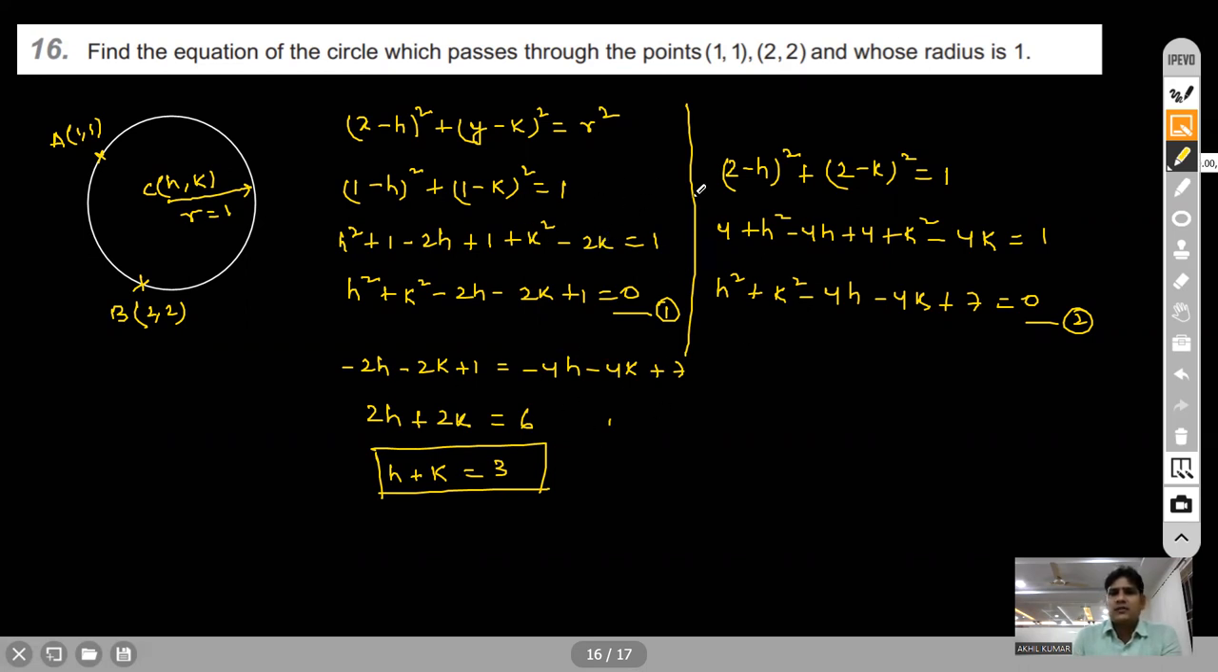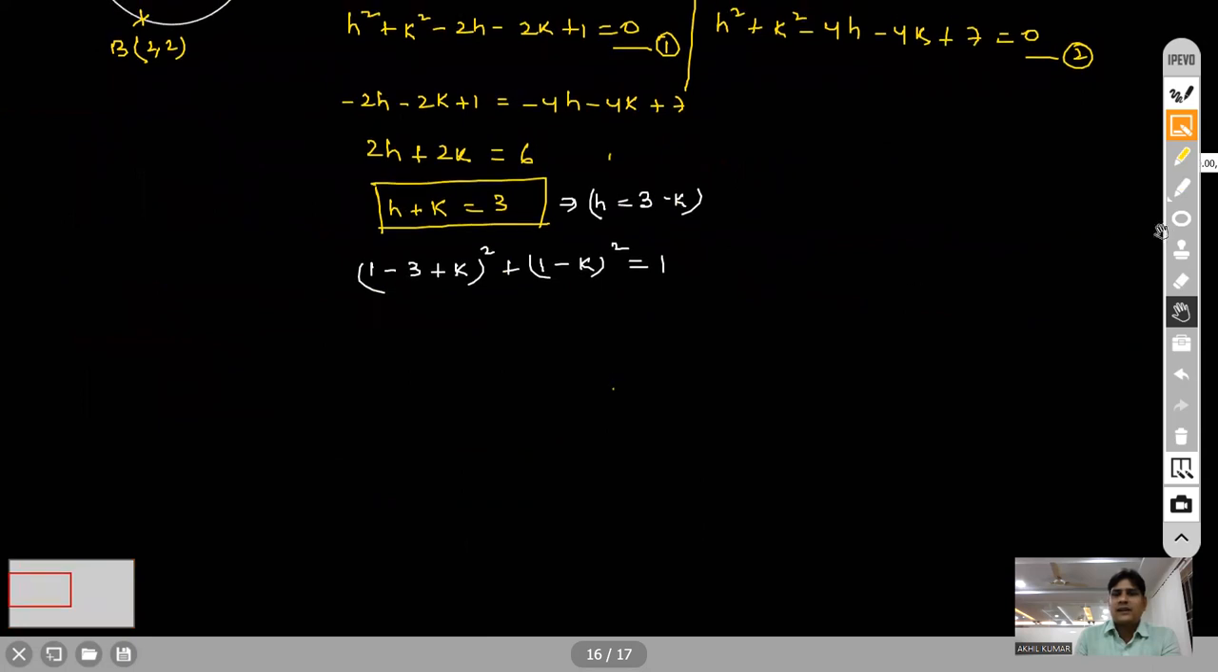Now putting this in any of the equations, let me put it in this equation. h will be nothing but 3 minus k, okay? So putting h equal to 3 minus k, I will get 1 minus 3 plus k, whole squared, plus (1 minus k) squared is equal to 1. So it will give a quadratic in k.